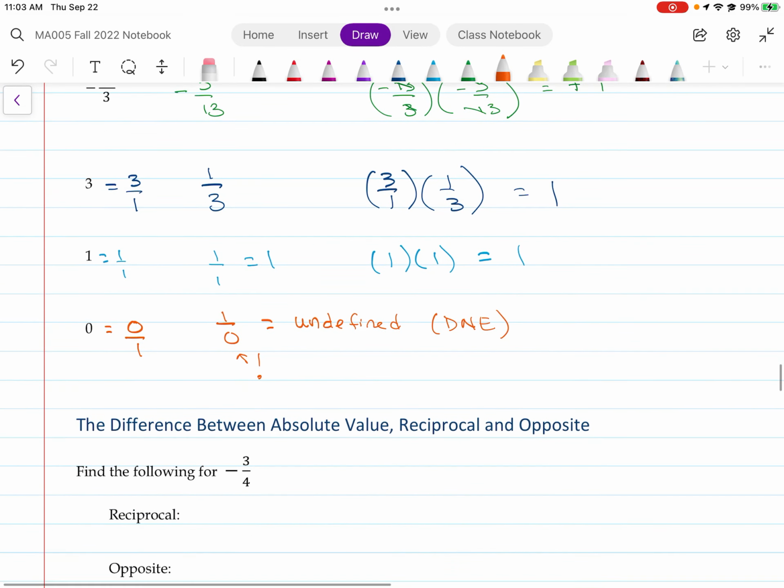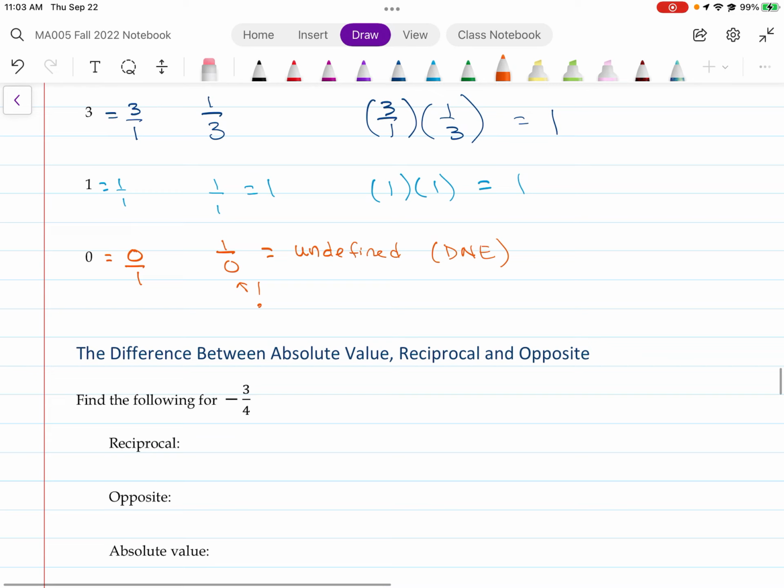Okay, so the difference between absolute value, reciprocal, and opposite. These are things we've been learning, and I want to make sure that you understand the difference between all 3 of these things. They are not the same. All right, so the reciprocal of -3/4 is -4/3. That's what we just did. The opposite of -3/4 is 3/4. The opposite means the opposite sign, 3/4. The absolute value always becomes positive, so it is also 3/4.